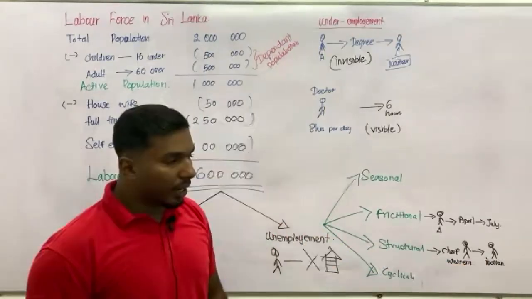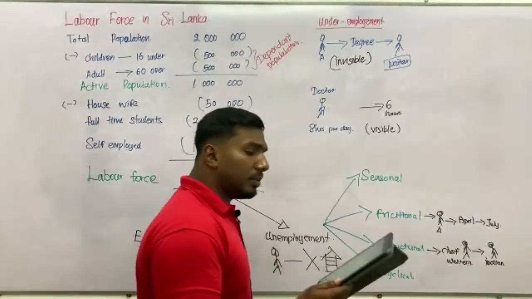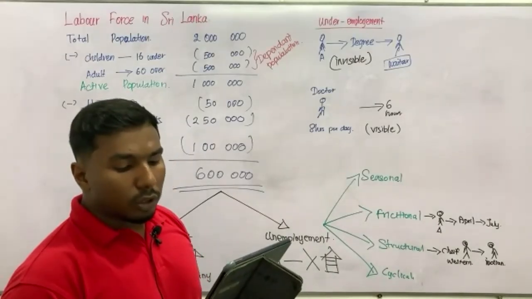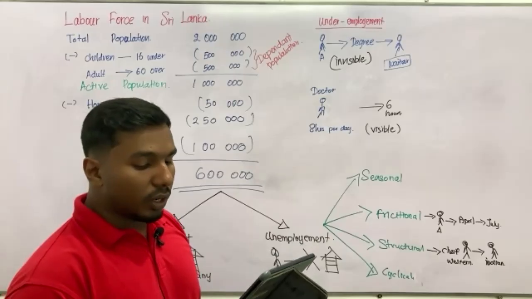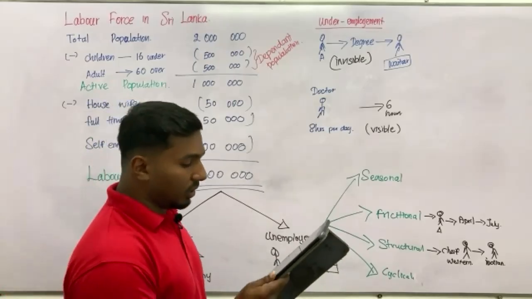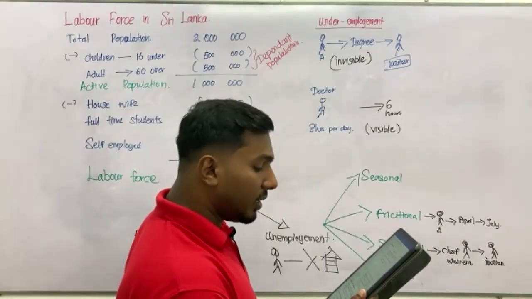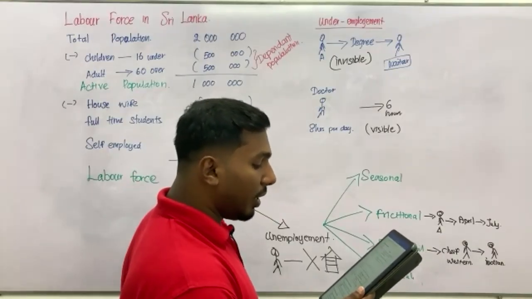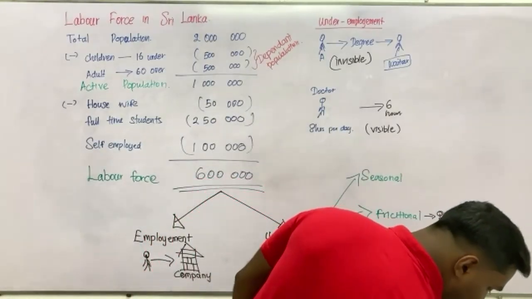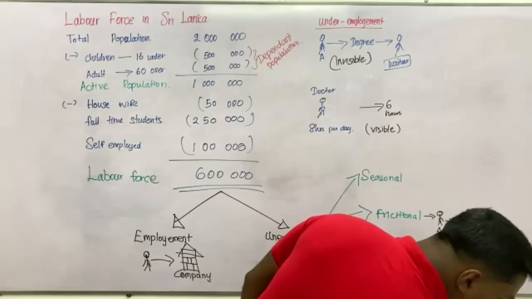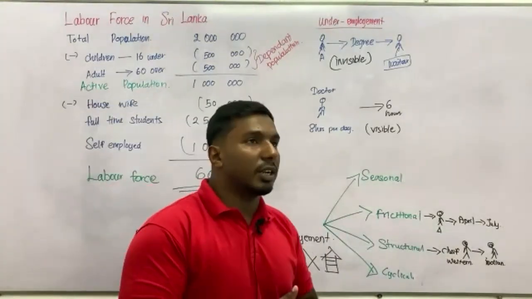Okay. Next thing, cyclical unemployment. What is meant by cyclical unemployment? It is caused by insufficient aggregate demand during economic downturns. It falls when the economy expands, and is also known as demand-deficient unemployment. So, insufficient demand. What is the best example for cyclical unemployment?